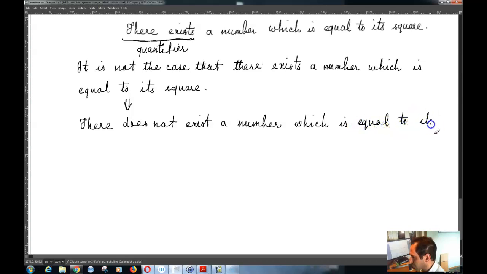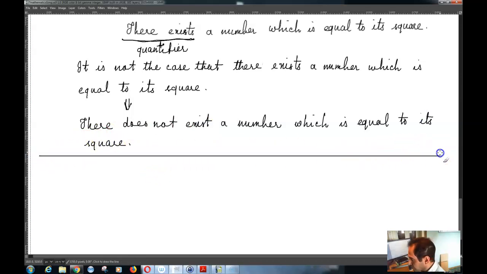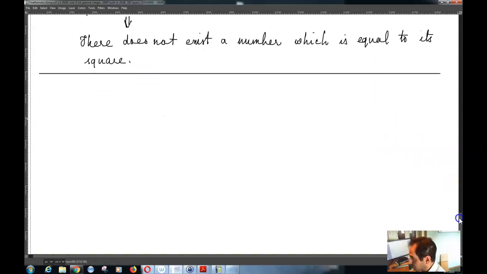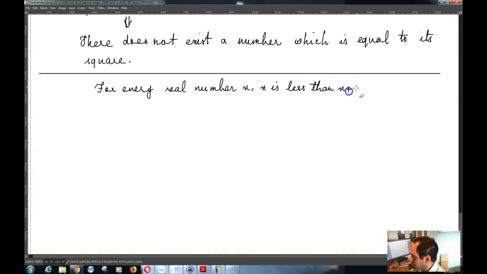Which is equal to its square. Or the second part of this question is, for every real number x, x is less than x plus 1. For every real number x, x is less than x plus 1.